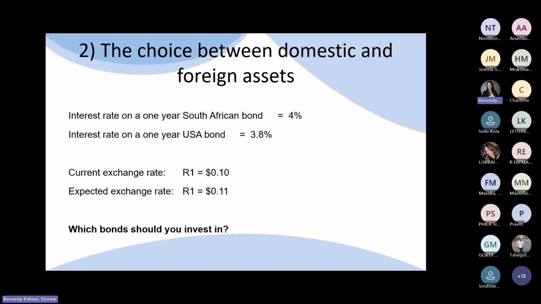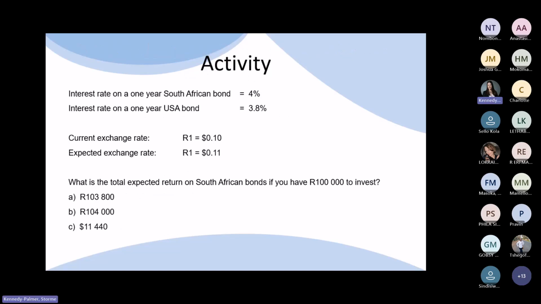Okay. In other words, the Rand has appreciated. It's buying more US dollars than before. So in order to decide which bonds to invest in, you need to calculate the expected return on each of the bonds for the period, which is a year in this case. And of course, again, the caveat is that we're ignoring all risks and the transaction fees, because usually it's more expensive to invest abroad than it is to invest with your local bank or financial intermediary.